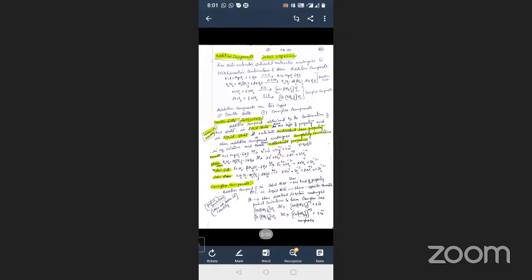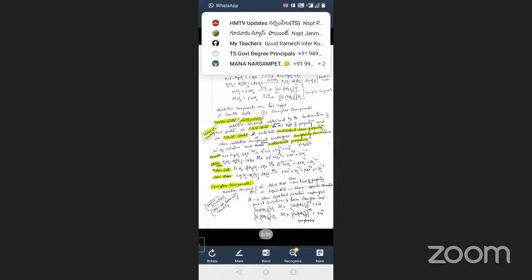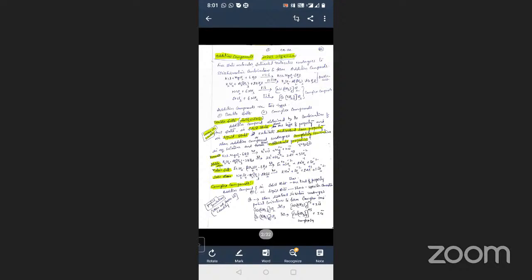Now I will give you one example of addition compounds. Whenever I say addition compound, it has the definition: free state molecules, saturated molecules, undergoing stoichiometric combination, resulting in the formation of compounds. Those compounds are known as addition compounds. Now, what is meant by a double salt? Now we can observe that these addition compounds are obtained by the combination of two salts.